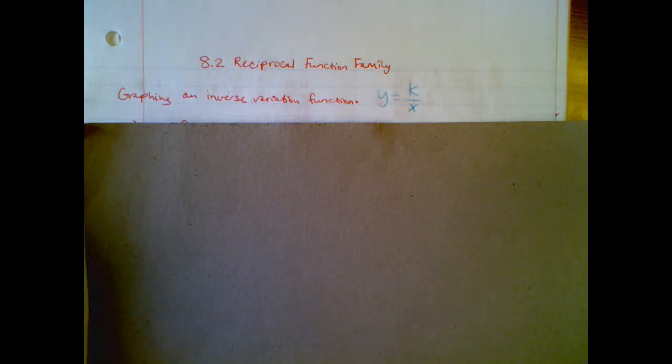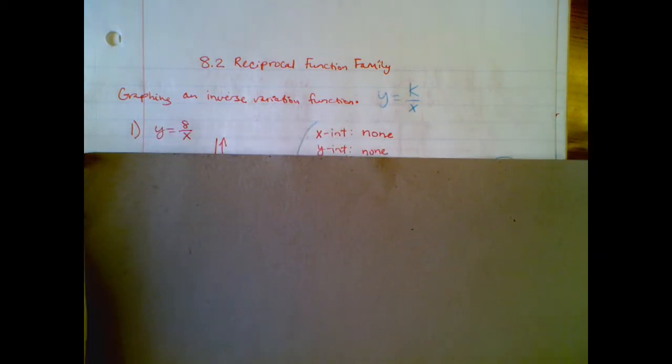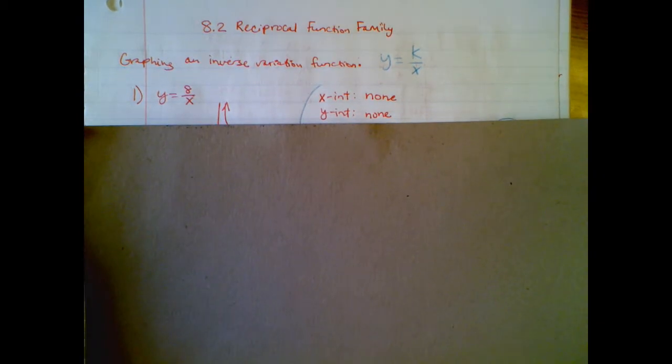Hello, we're going to take a look at 8.2 reciprocal function families. So it says graphing an inverse variation function. An inverse variation, we know it's going to be in the format of y equals k divided by x. From here, we're going to graph this first function.